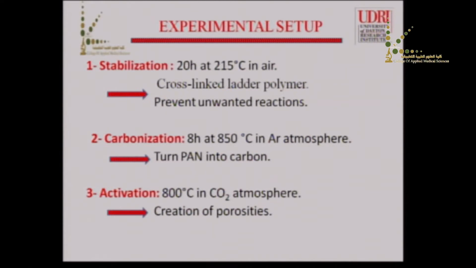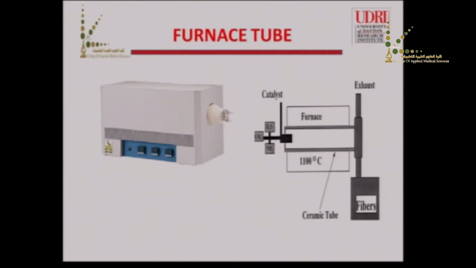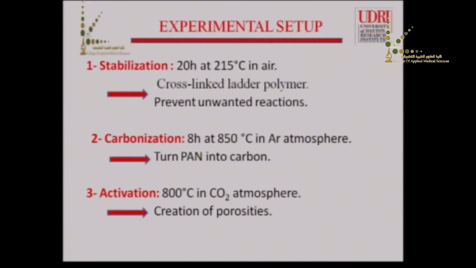This is the experimental step for thermal treatment. I put my sample in this furnace tube, exactly in this area. I keep it for 20 hours at 150 degrees Celsius, and I introduce air. It's called stabilization. Why do we call it stabilization? Because it makes cross-links in the polymer inside my sample and also prevents unwanted reactions.